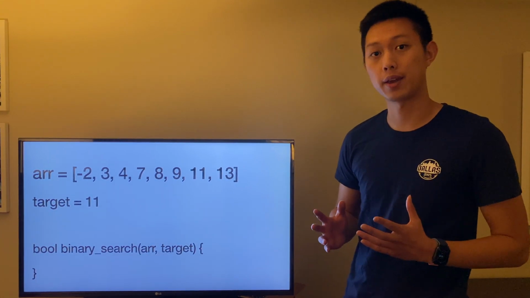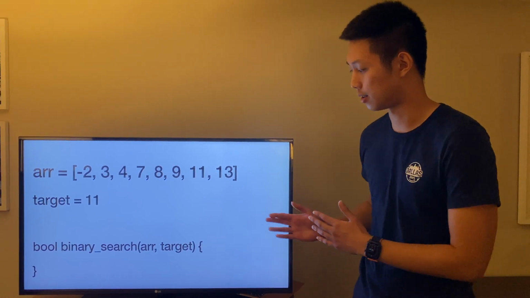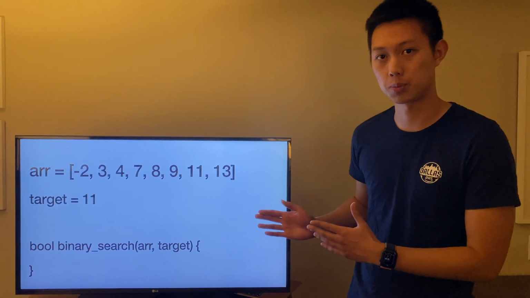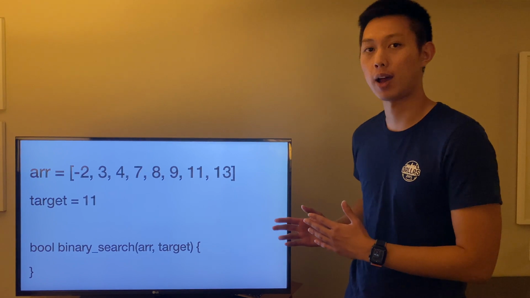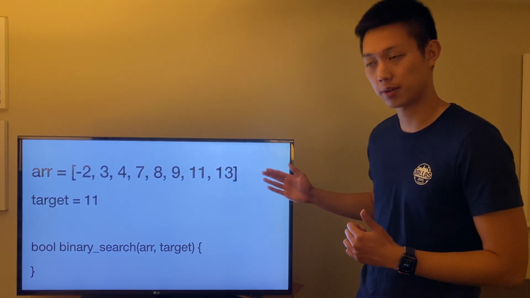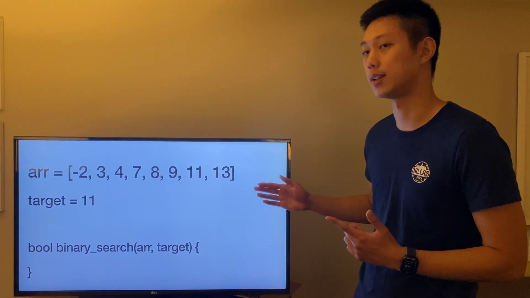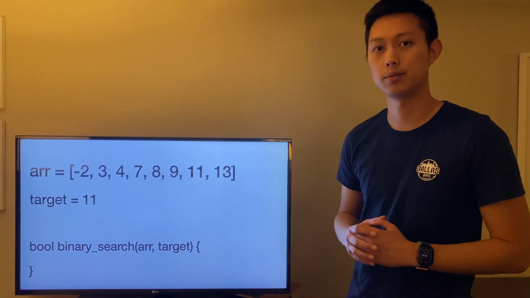And suppose we're implementing this function, binary search, which takes the array and the target as parameters, and returns a boolean: true if the target exists in this array, or false if the target does not exist in the array.